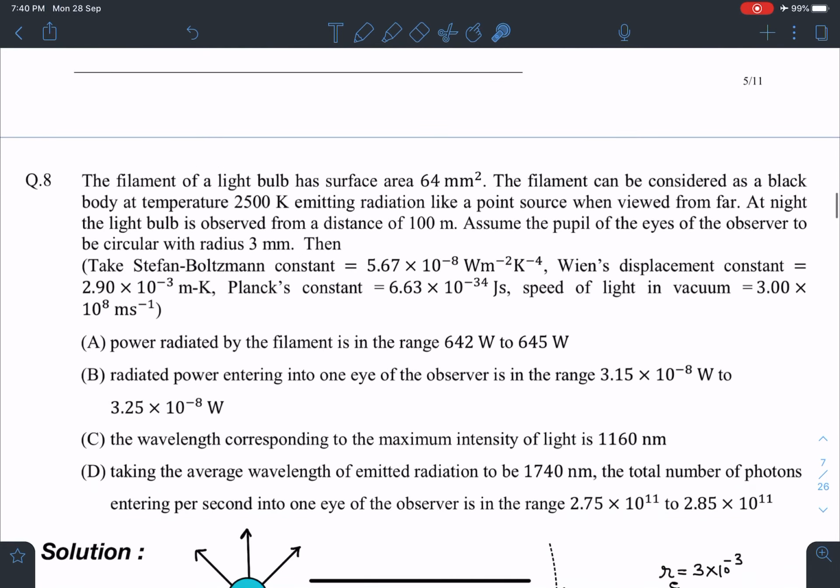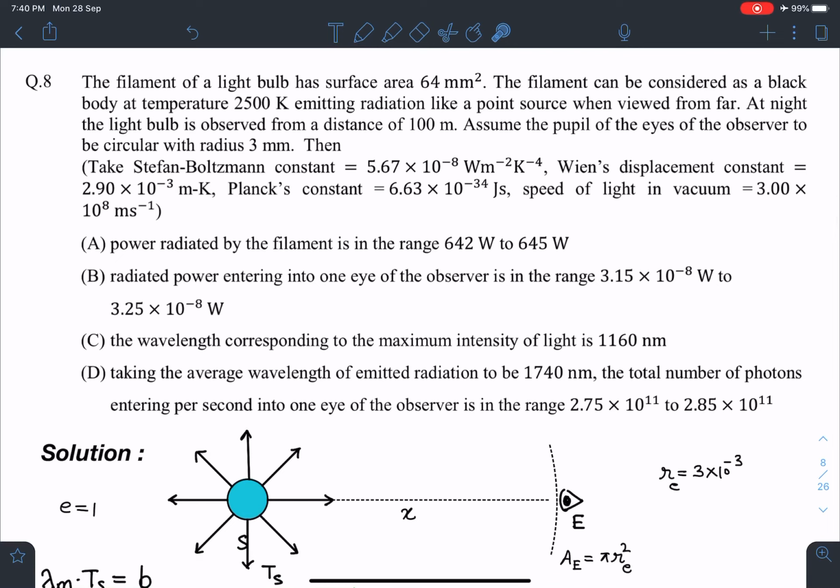Next, this problem. The filament of a light bulb has a surface area of 64 millimeter square. The filament can be considered as a black body at temperature 2500 Kelvin, emitting radiation like a point source when viewed from far. At night, the light bulb is observed from a distance of 100 meter. Assume the pupil of the eye of the observer to be circular with a radius of 3 millimeter. Then some values are given, and they're asking us about the power radiated by the filament, the range of radiated power entering into the eyes of the observer, in the range of the wavelength corresponding to the maximum intensity of light.